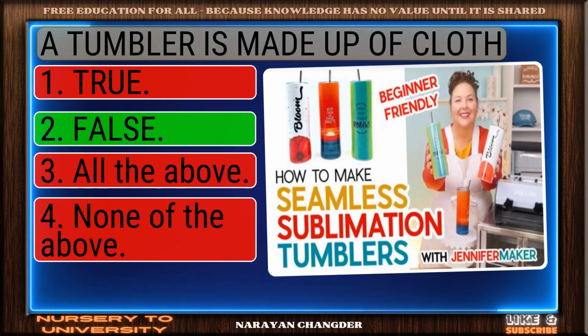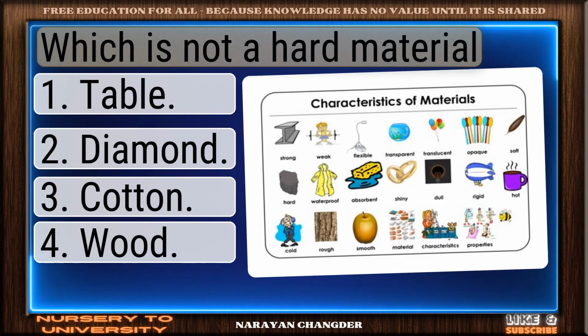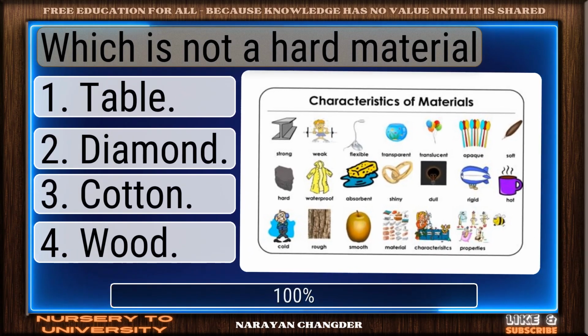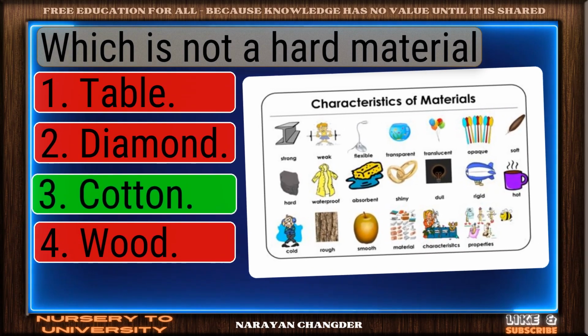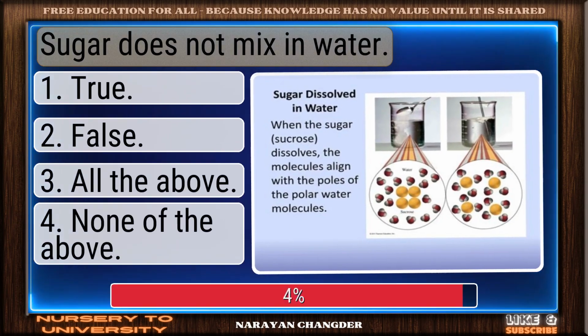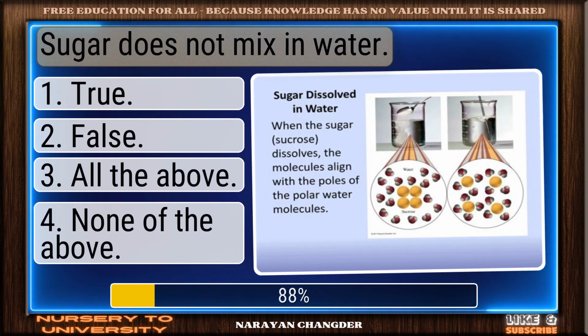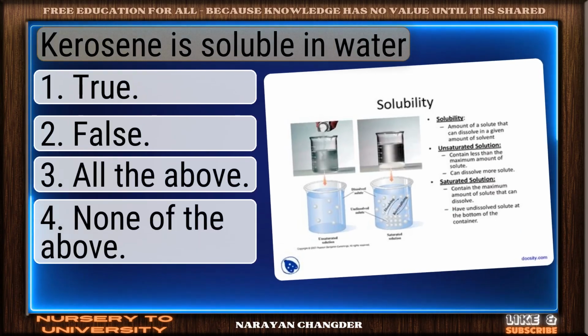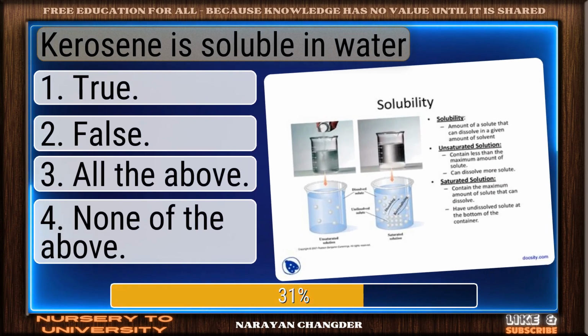Perfect. False is the correct choice, which is not a hard material. Well picked. Cotton is the correct answer. Sugar does not mix in water. Solid response. False is a valid choice. Kerosene is soluble in water.